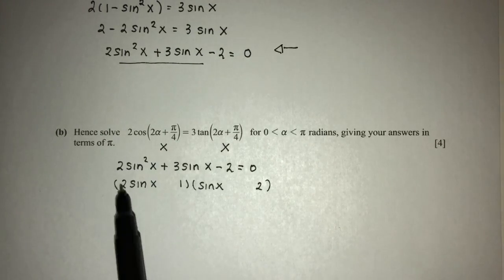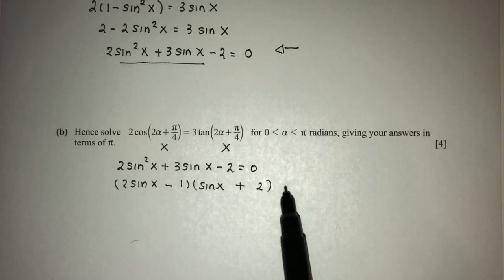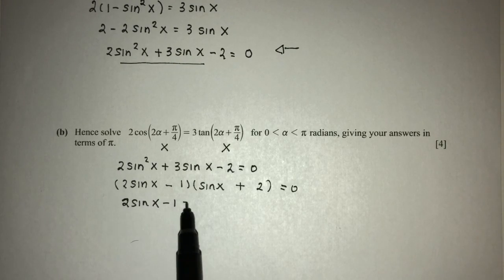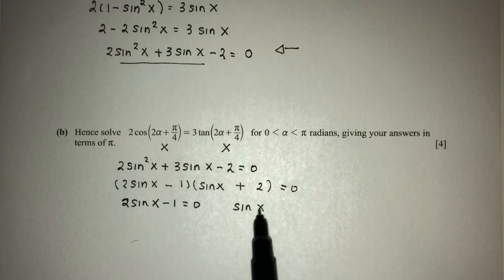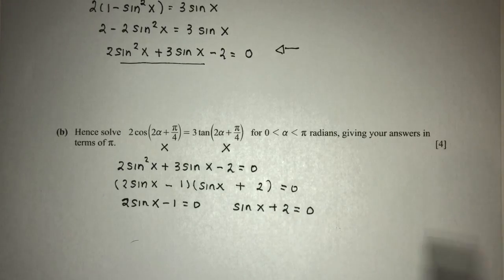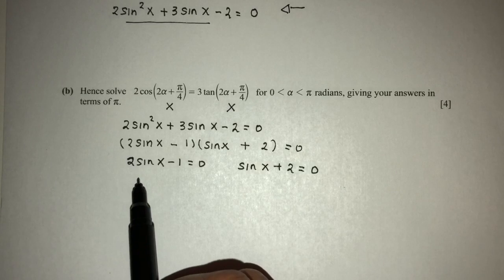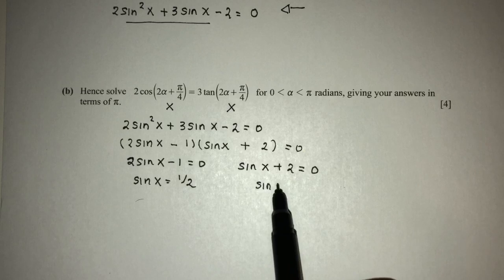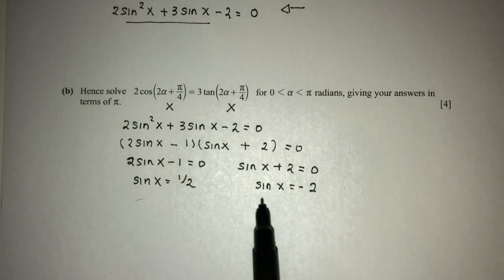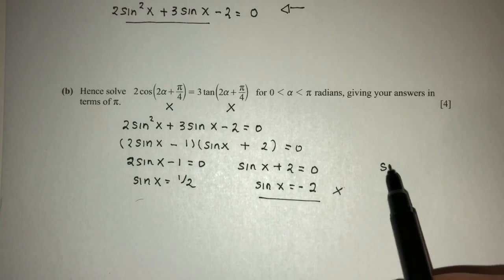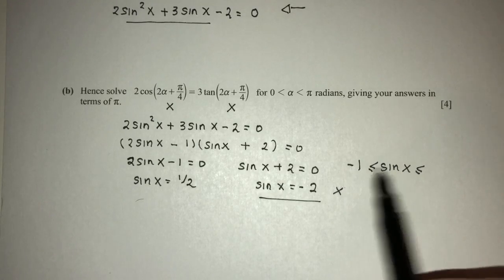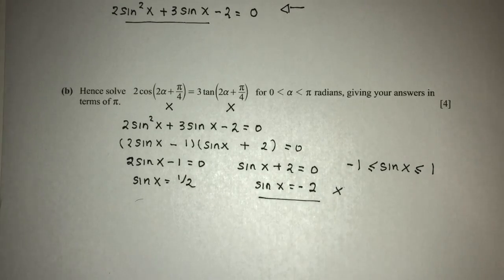To get plus 3, we have to have plus 4 and minus 1. So 2 sine x minus 1 is 0, and sine x plus 2 is 0. So let's make sine x the subject. That will be half, and sine x will be minus 2. This will not be possible because we know that sine x can only be between the values of minus 1 and 1. It cannot go to minus 2. That's why it will not be possible.